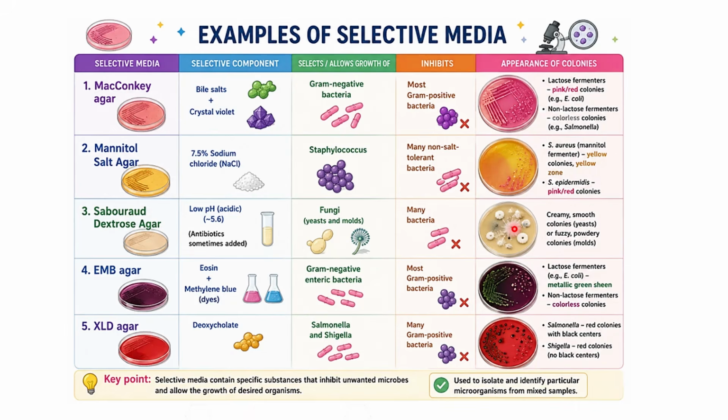And this medium can also be used to differentiate yeast from mold. Example, yeast typically produce creamy and smooth colonies on this medium, whereas molds produce fuzzy and powdery colonies because of their filamentous growth.